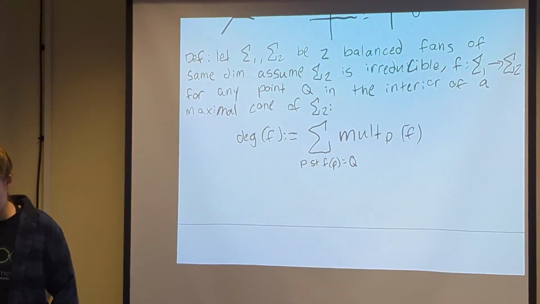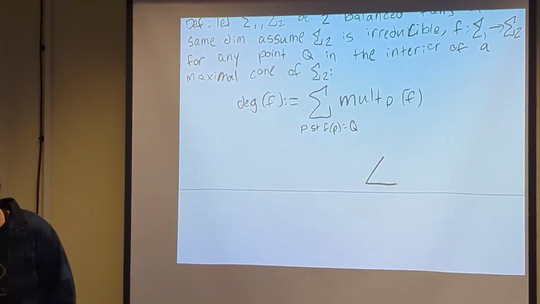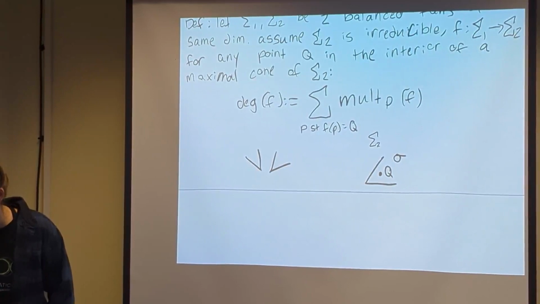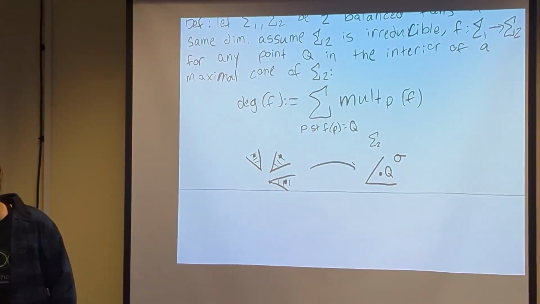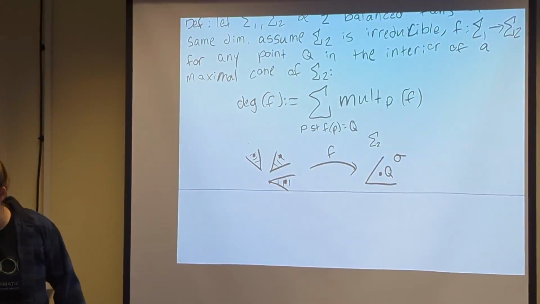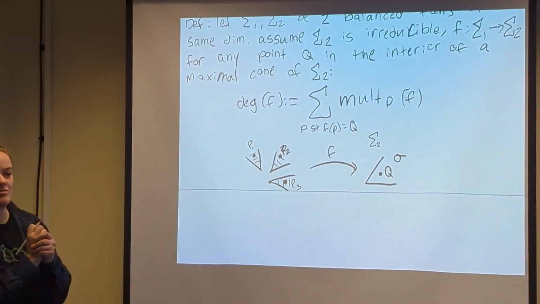So if we have in sigma 2 a cone sigma that has Q in it, there could be multiple cones in sigma 1 that all have a point that maps to Q through F. We're going to find the local degree for each point over here and add up all the local degrees, and we get the total degree of the map to point Q.